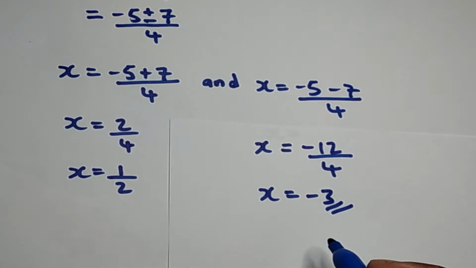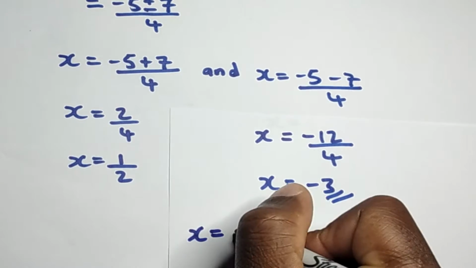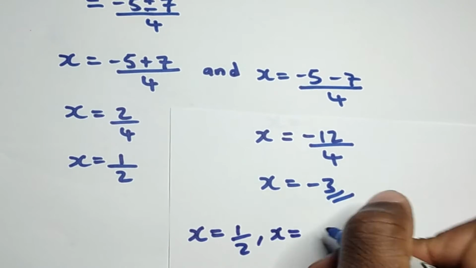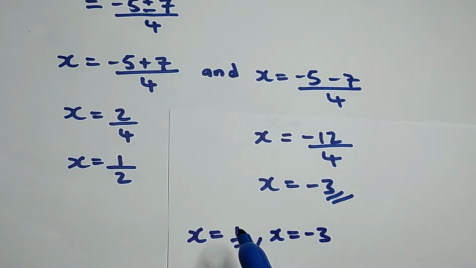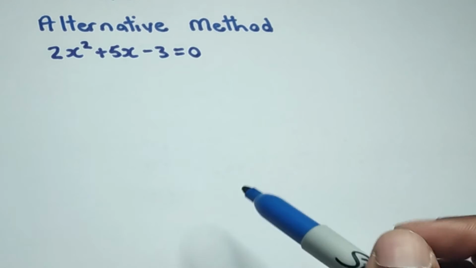So our result will give us x to be equal to a half and x to be equal to negative 3. All right, so as I outlined previously, being that this is a quadratic equation, we'll obtain two values for x. All right, now let's look at the alternative method.